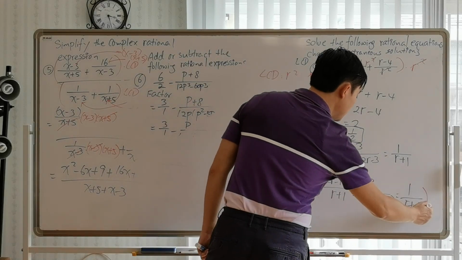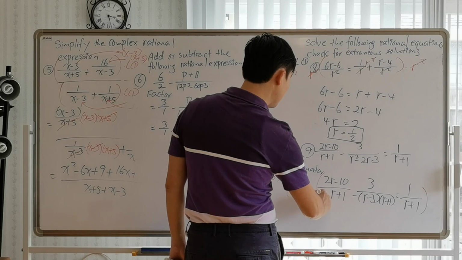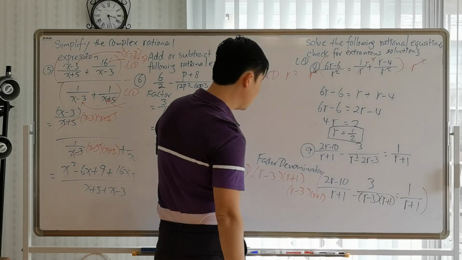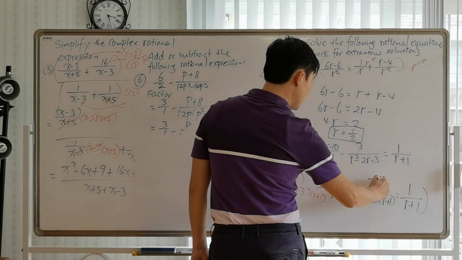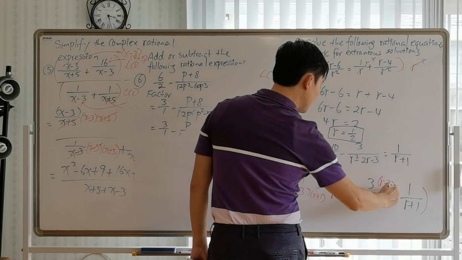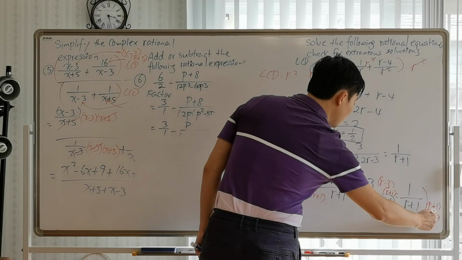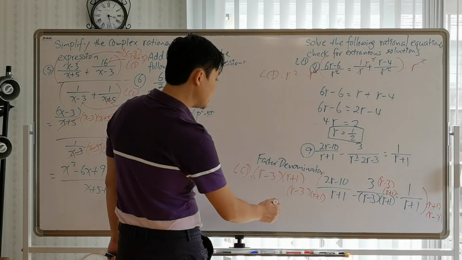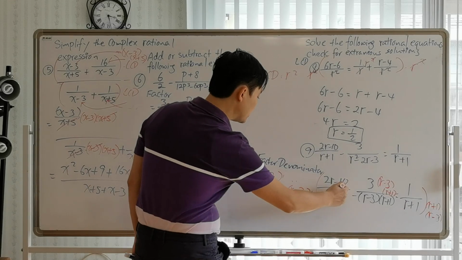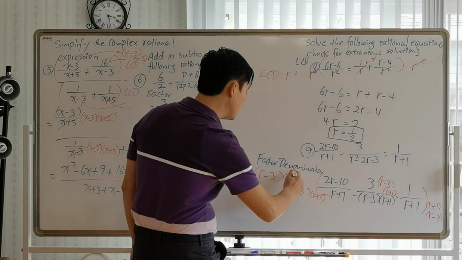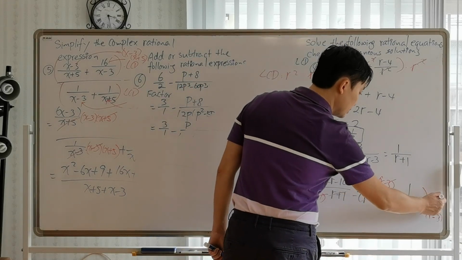Okay, so multiply the LCD, r minus 3, r plus 1, for all three rational expressions. This one here as well. Now, as you can see, this one got canceled. r plus 1 gets canceled. And then this one here, r minus 3 gets canceled. This one here, r plus 1.